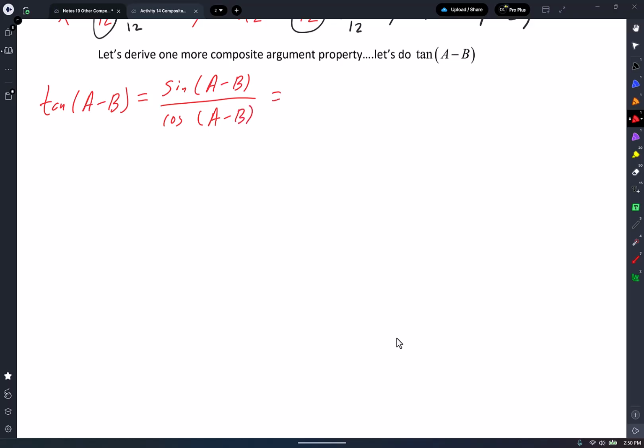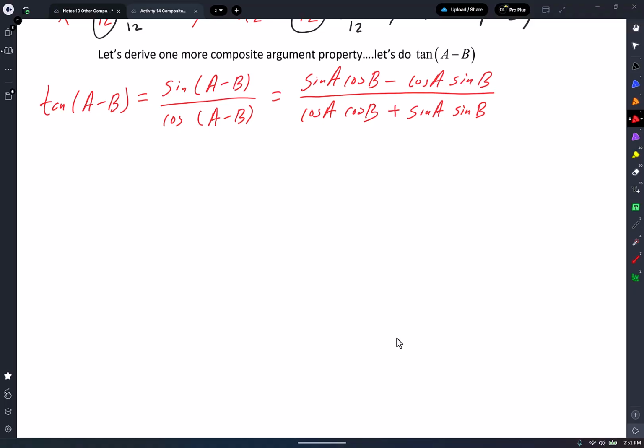So we know that. And we already know what sine A minus B is. Sine A minus B is sine A cosine B minus cosine A sine B. Just toggle it. And then cosine does not toggle. Cosine A cosine B, and if they have a minus here, this is going to be a plus sine A sine B. Are we still okay?